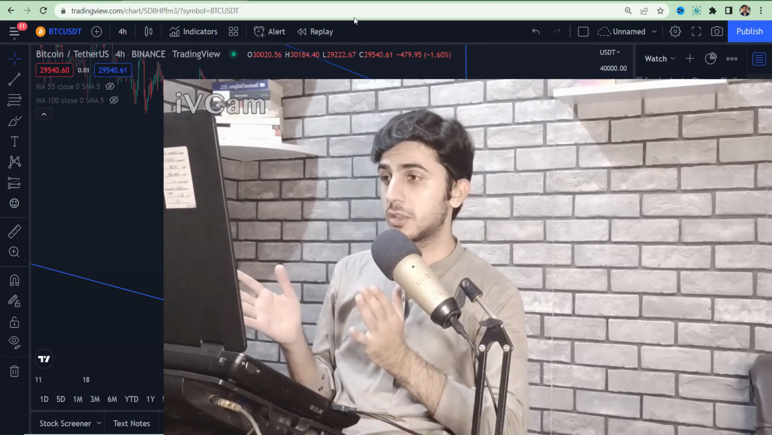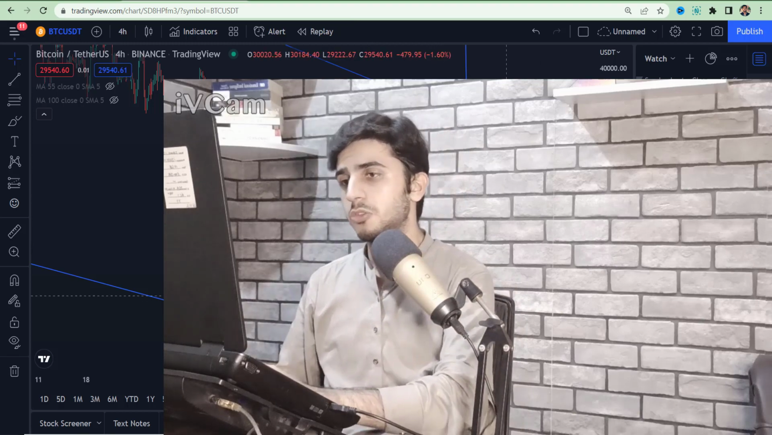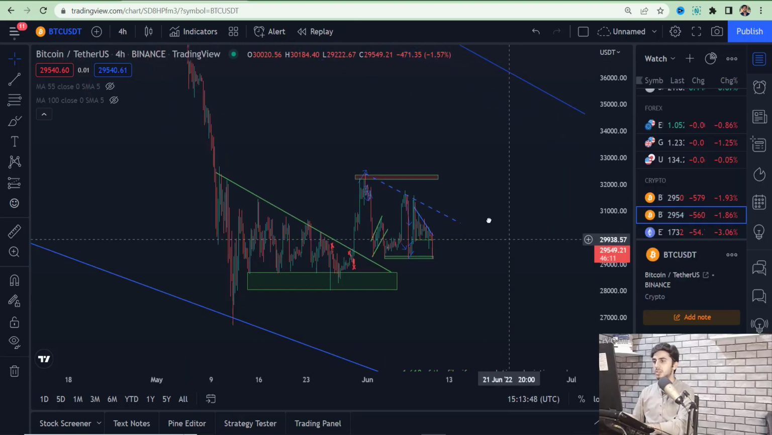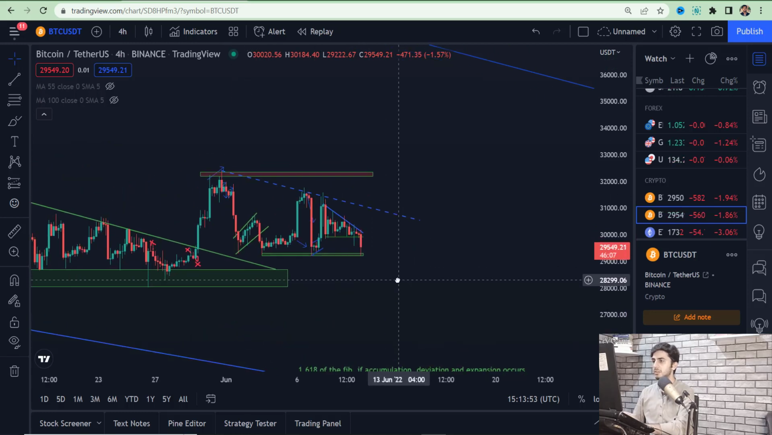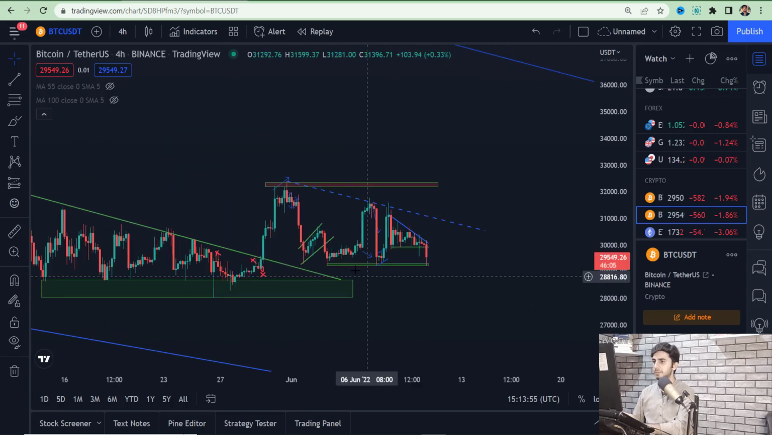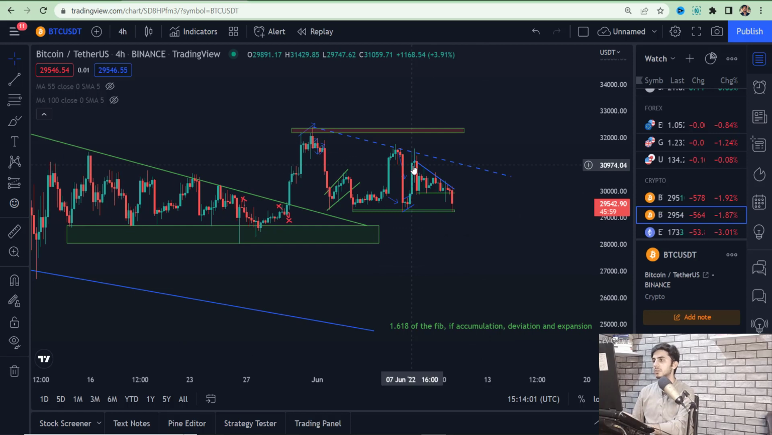So I hope you understand the concept of these structures. This structure broke down here, and it is completing another structure, the M structure, right this way. Like, this is the M. You get my point? This is the M. And if it breaks down, the target is simple.